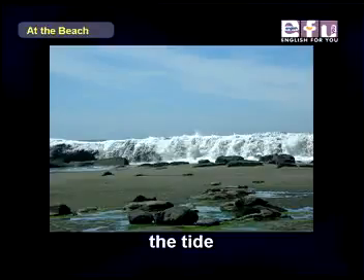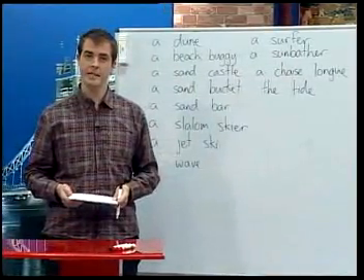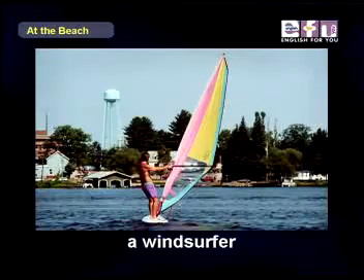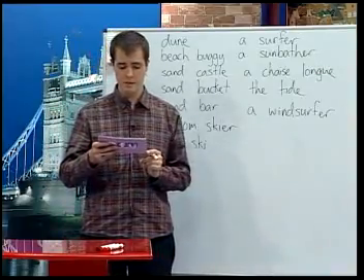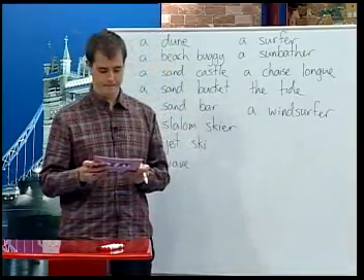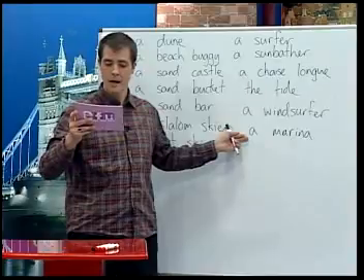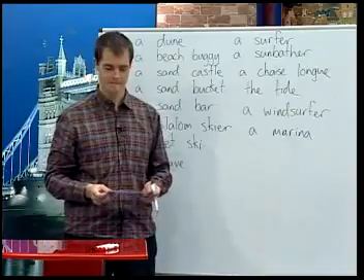Next we have the tide. The tide is the regular rising and lowering of the sea. A windsurfer is a person who sails across the water by standing onto a board and holding on to a large sail. Next we have a marina. A marina is a small area of water where people keep boats used for pleasure.